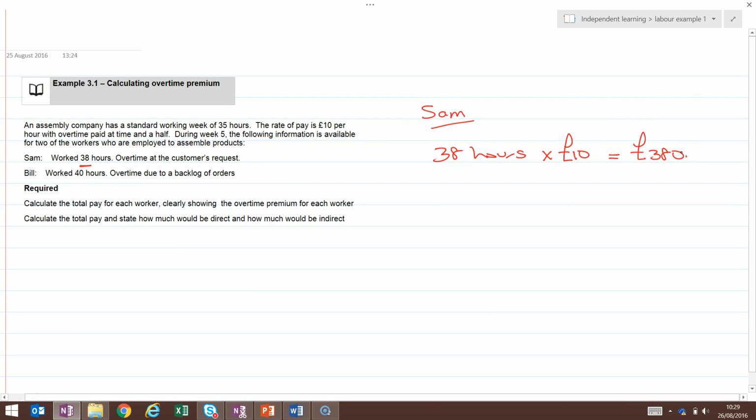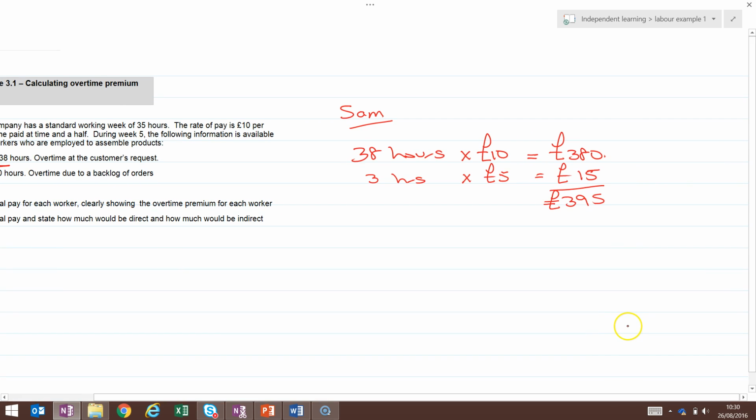Now look at the overtime. He did 3 hours overtime. So for those 3 hours, he will get an extra £5 an hour. That's £15. So his total for the week, 395. And by calculating it this way, we know immediately how much the overtime premium is. So the extra that he's been paid. So for 3 hours, he was paid an extra £5.